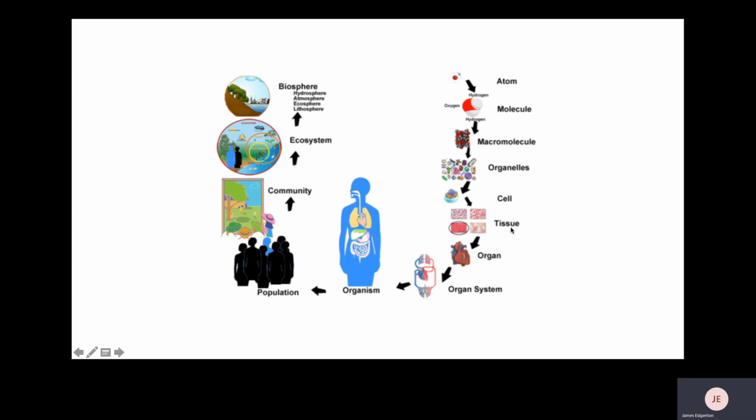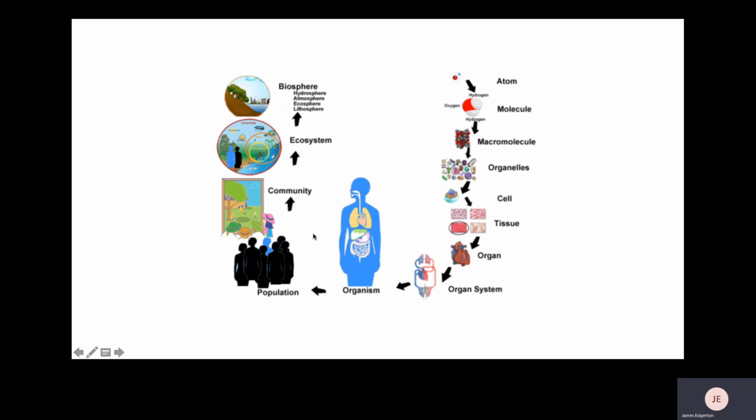The cell combines to make tissue. The tissue combines to make an organ. Then organ systems. You say something like the heart and the lungs would be a system. Another organ system would be the mouth, the throat, the esophagus, the small intestine, large intestine. Then you get into the actual organism itself.